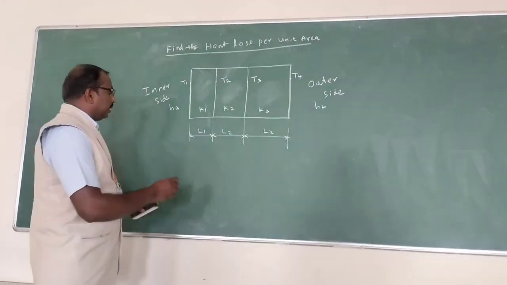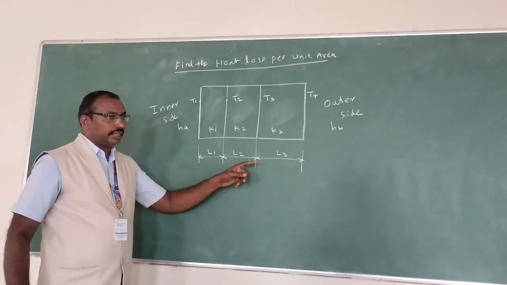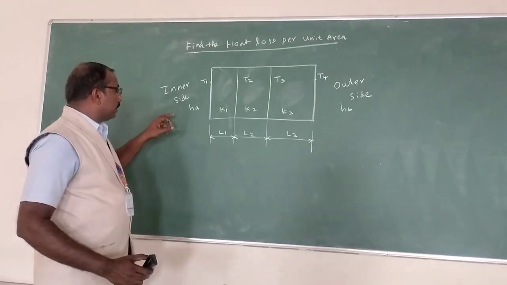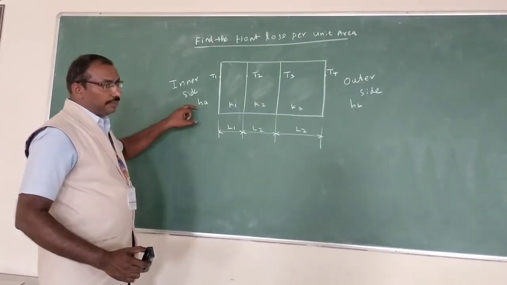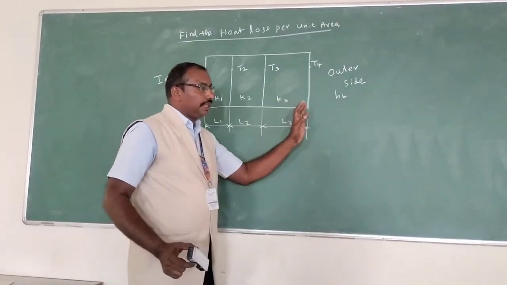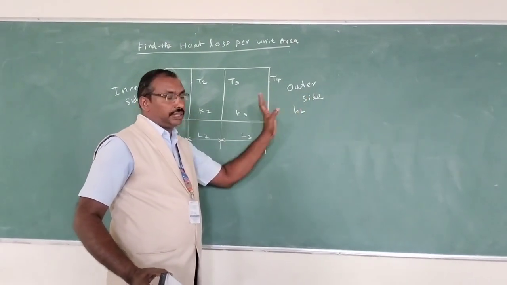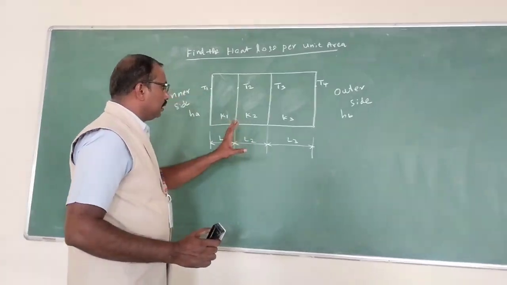Then given the dimensions of the length of this wall, L1, L2 and L3. Then given the value of HA. HA means the heat transfer coefficient of the inner side of the furnace, and HB is the heat transfer coefficient of the outer side. Okay, these are the given values.